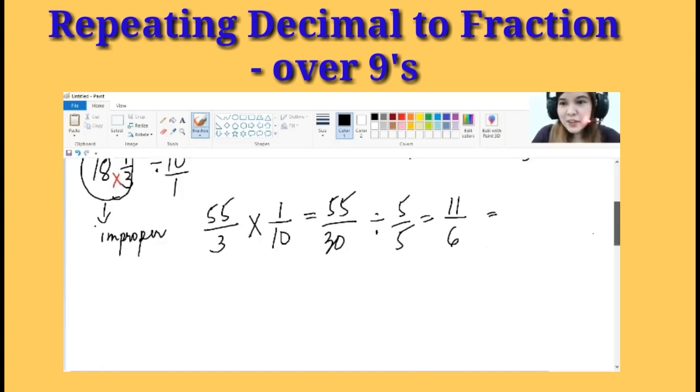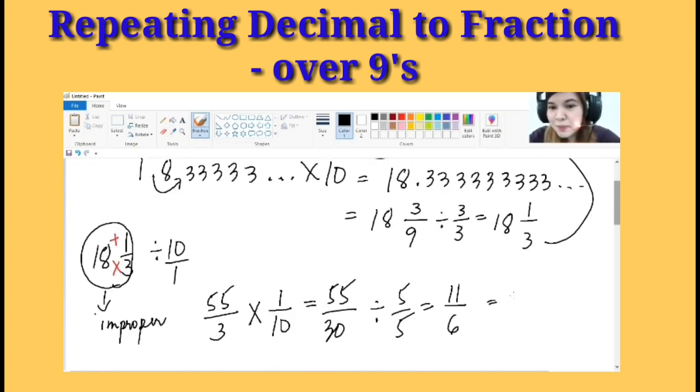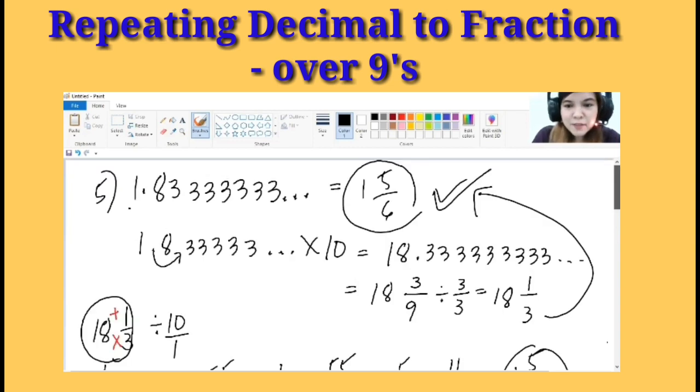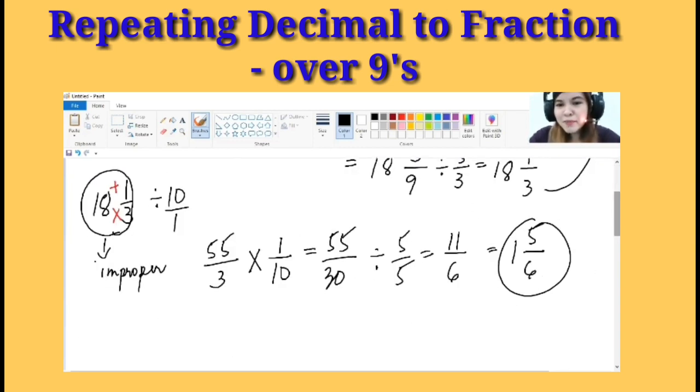Nakukuha po ba? So, ilang 6 meron sa 11? Isa po. Ilang matitira? 5 over 6. O, nakuha mo ni tamang sagot. Di ba yun yung sagot? Ma'am, paano po mag-divide? Paano po i-convert naman yung improper sa mixed number?